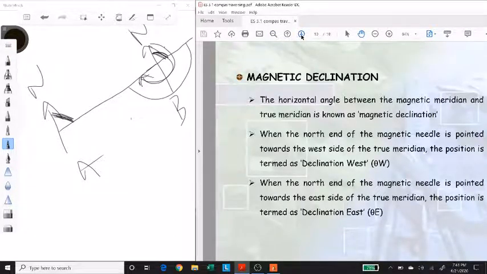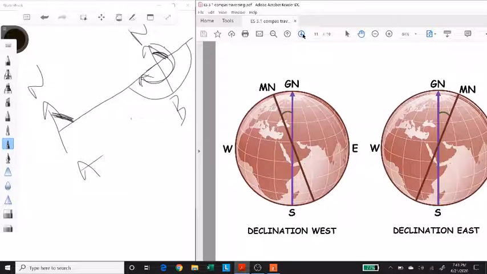So, magnetic declination. Like I told you before, the true north or the geographical north is different from the magnetic north. So, whatever the compass is pointing towards, that is not exactly the same point as what it should be pointing at, and that difference in angle is called declination. So, the declination can be west or east depending on where the compass is pointing. So if the compass is pointing towards the west of the true north or geographical north, that would be called declination west. And if it is pointing towards the east of the true north, that would be called declination east.